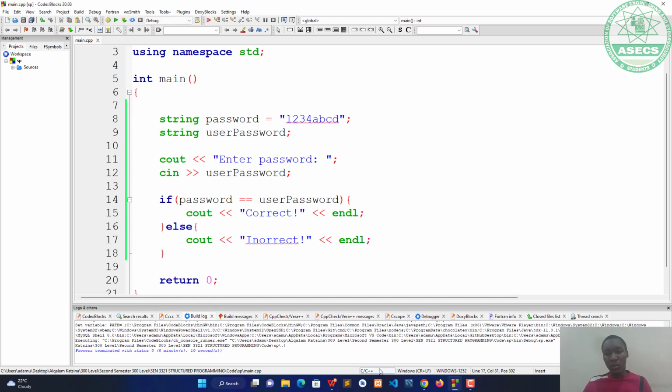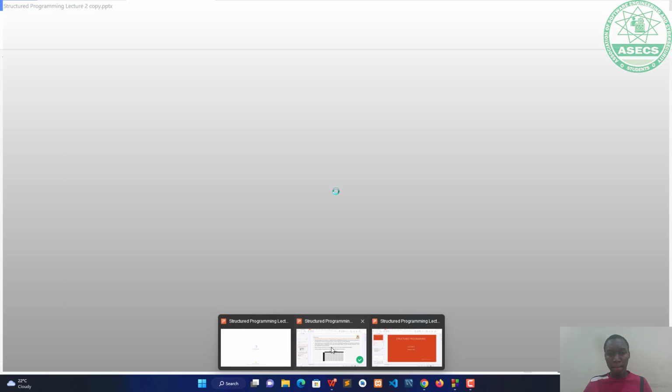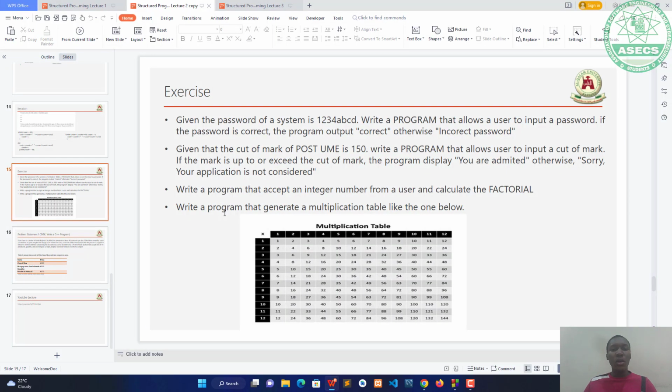Let's move on to the second question. It says, given that the cutoff mark of POS-UTME is 150, write a program that allows the user to input a cutoff mark. If the mark is up to or exceeds the cutoff mark, the program displays you are admitted, otherwise, sorry, your application is not considered.